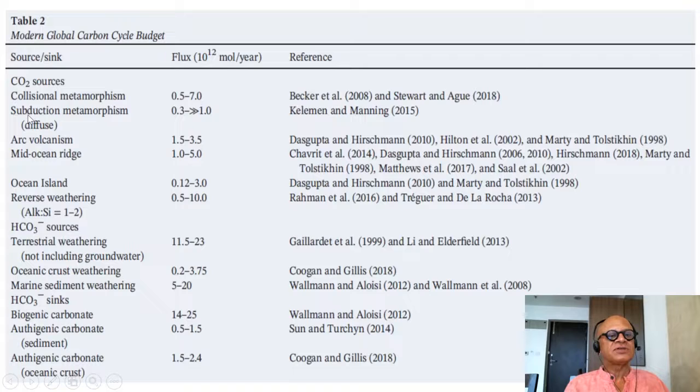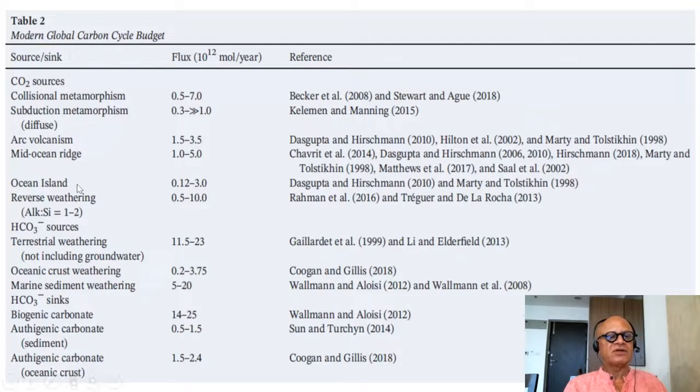The subduction metamorphism, diffuse metamorphism. So collisional metamorphism estimate is 0.5 to 7 teramoles per year. Subduction metamorphism is happening at 0.3 to much greater than 1 teramole per year. Arc volcanism around the globe is producing 1.5 to 3.5 teramoles per year. Mid-ocean ridges, the Atlantic one being the most famous one, is producing 1 to 5 teramole per year.